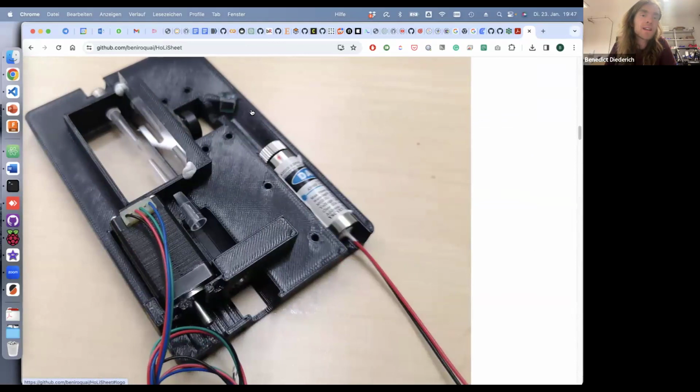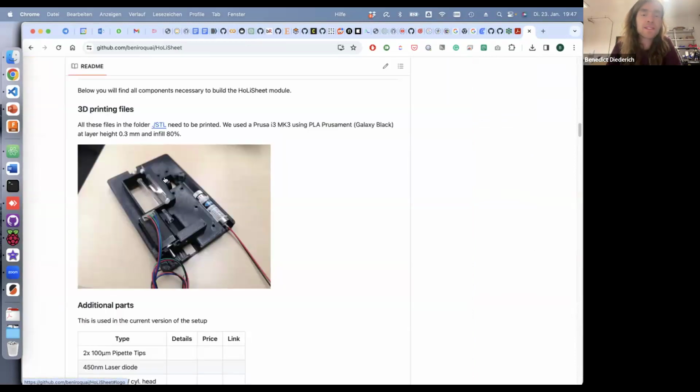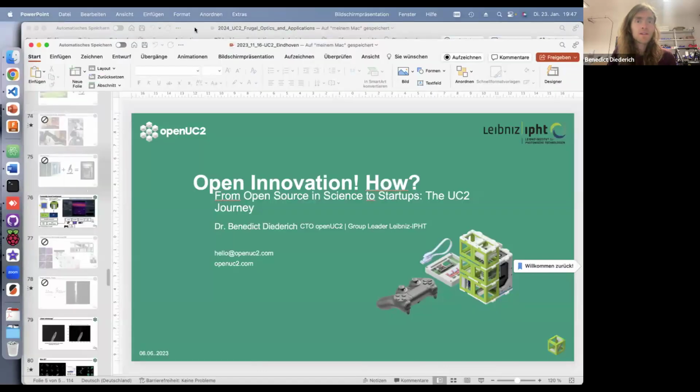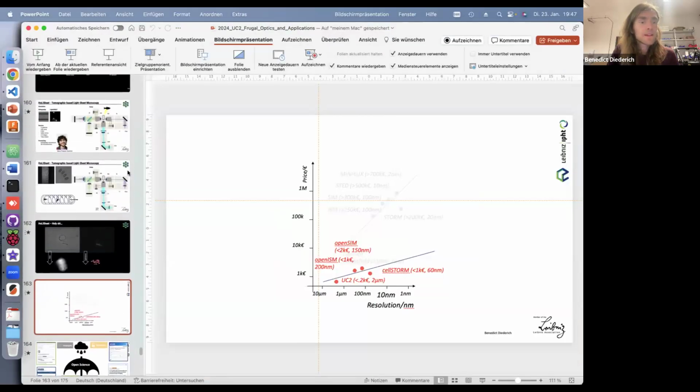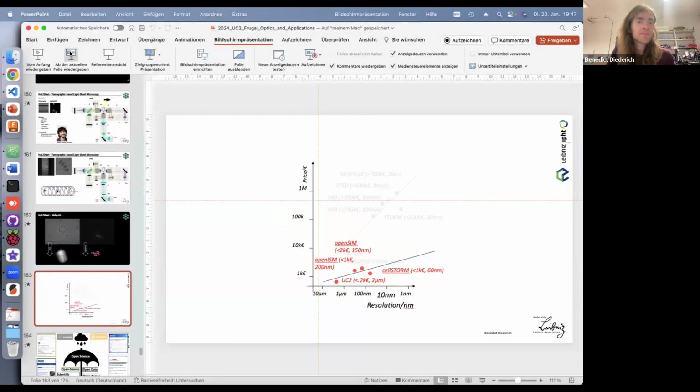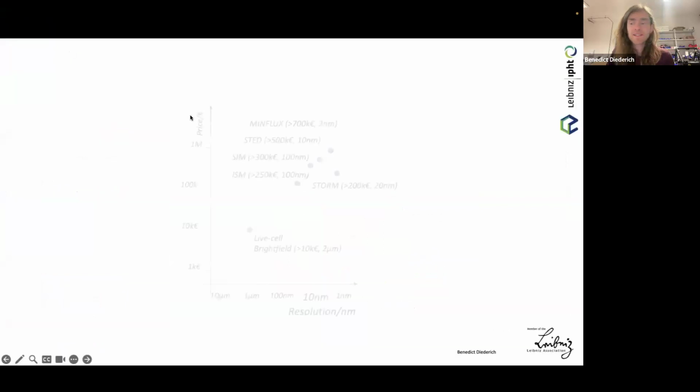You have a laser that's forming a light sheet, and the light sheet is essentially here in that plane, and here you have a tube that's being rotated by the motor. And with this, you can create this holy sheet on essentially any microscope, because it's having this multi-well format. So you can just put that on any microscope, and then you take 3D images.